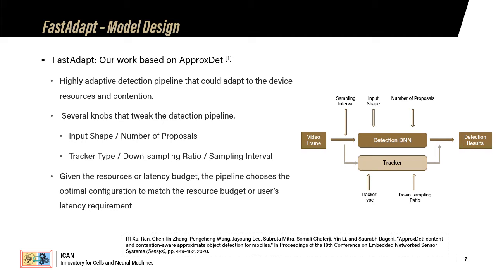The downsampling ratio controls the downsampling rate of the image fed into the tracker, and the sampling interval controls how often the detector will be triggered. For example, if the sampling interval is 8, the detector will be triggered every 8 frames, and the tracker will track the detected objects for the other frames. Last will be the scheduler. The scheduler chooses the optimal configuration to match the given latency requirement or resource budget.